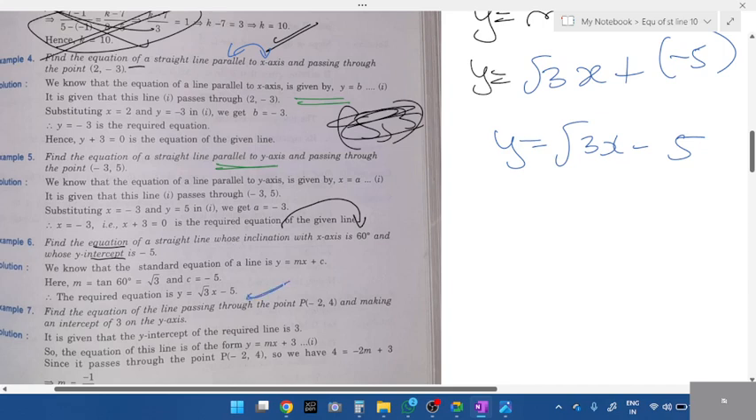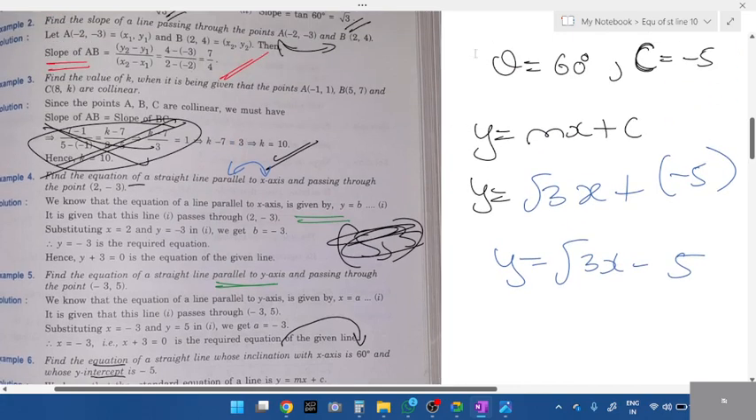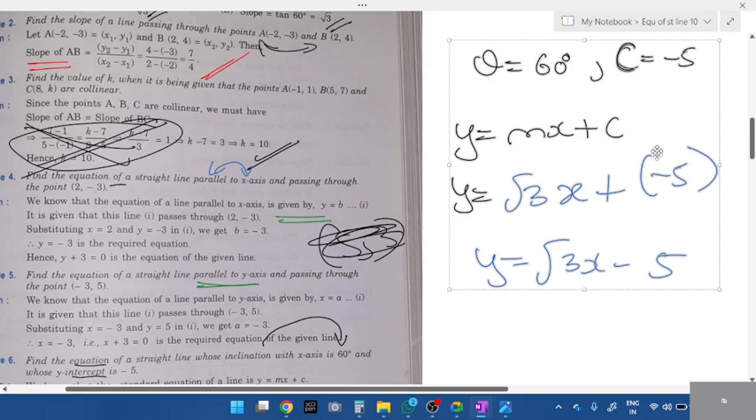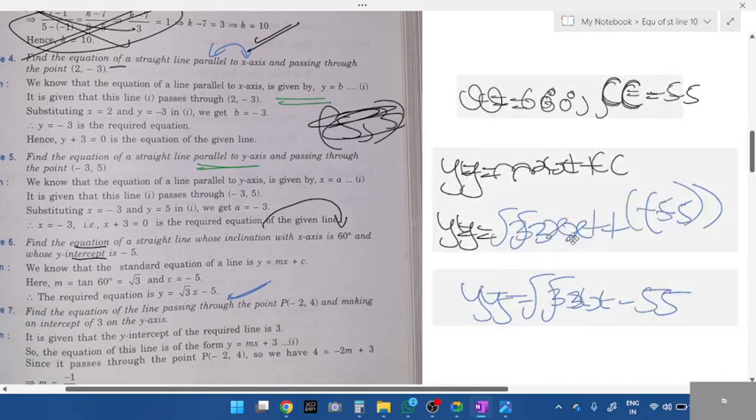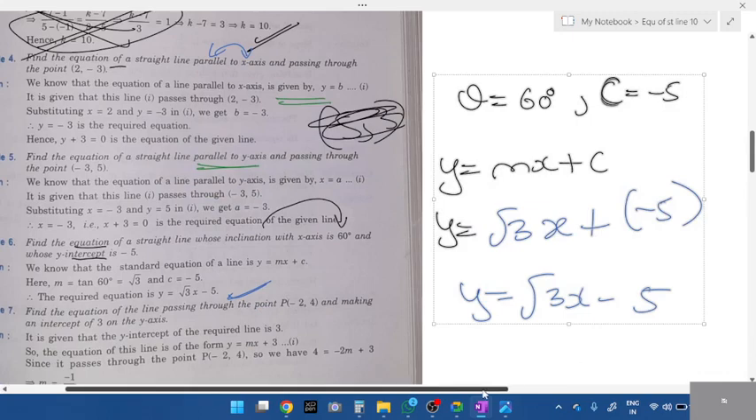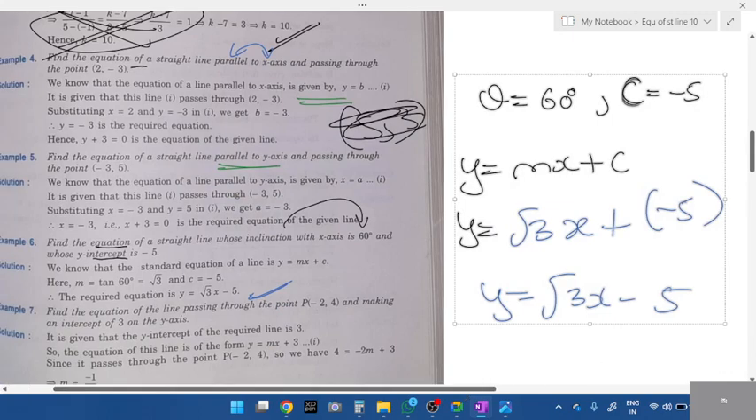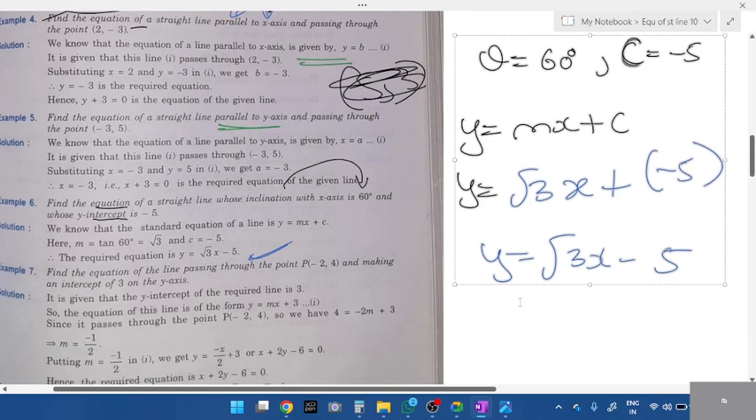But if you study through the textbook, you won't understand. So somebody should explain. They should tell you what is C, what is intercept, slope, theta, how to convert theta. Here directly they've given tan 60 degree. So you won't understand why directly they've taken tan 60. The reason is inclination is 60 degree. Relate everything and study it. You should relate each and every point. Y is equal to root 3x minus 5.